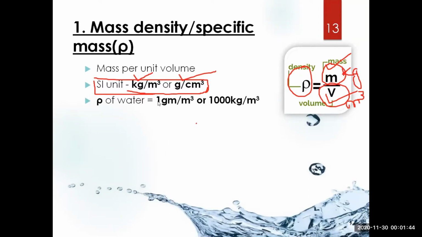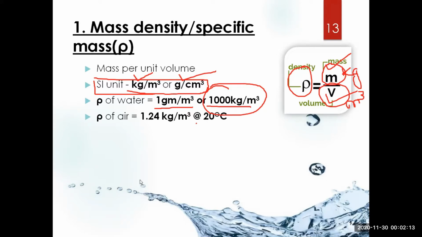What is the standard value for mass density or specific mass? For water, the density is 1 gram per centimeter cube or 1000 kg per meter cube. We usually consider rho as 1000 kg per meter cube while solving any problems. And the standard value for the density of air is 1.24 kg per meter cube at 20 degree Celsius. So the density of water is 1000 kg per meter cube and the density of air is 1.24 kg per meter cube at a standard temperature of 20 degree Celsius.